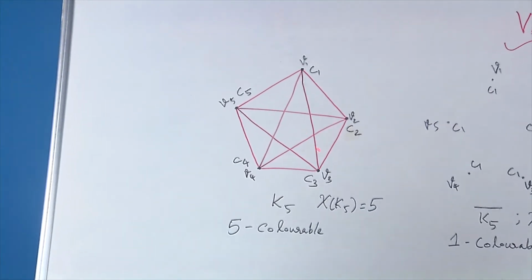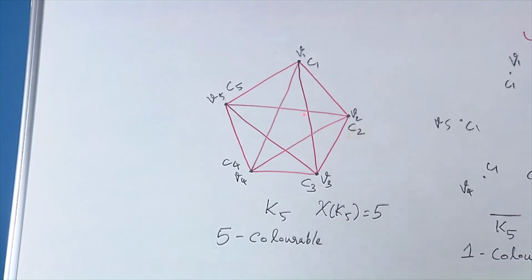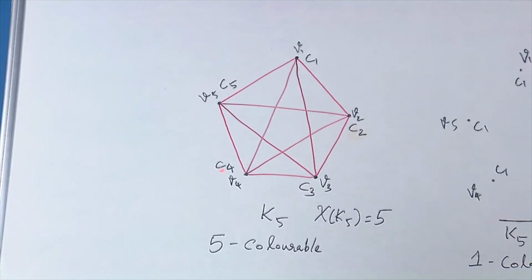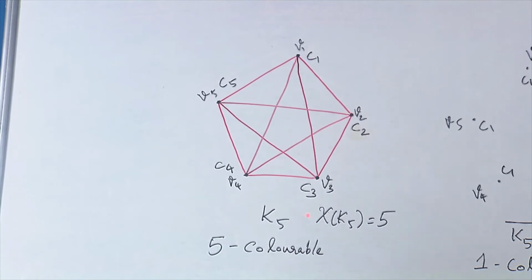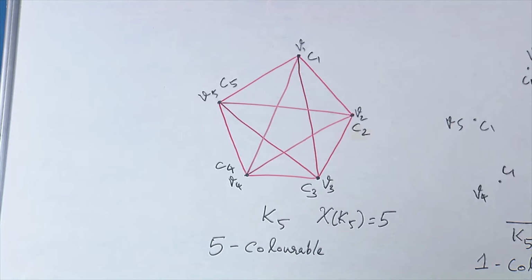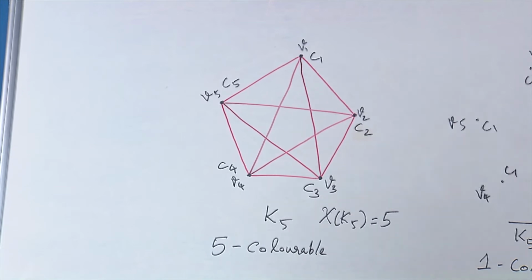So, according to the definition of coloring, we have to give every vertex a color, which means I can give a different color to all the vertices. That is, I can give C1 to V1, C2 to V2, C3 to V3, C4 to V4 and C5 to V5. So, we can give a different color to all the vertices, but when we speak of the chromatic number, we are interested in finding the minimum coloring of vertices.